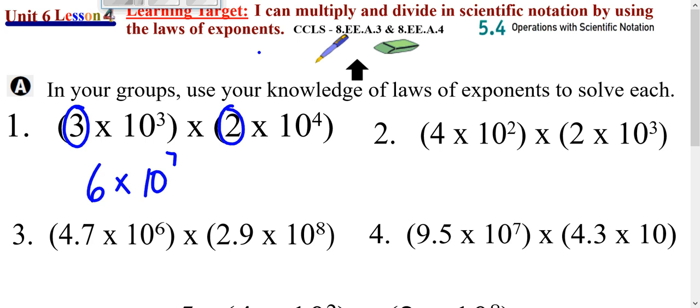So instead of doing 3,000 times 20,000, which is what these numbers are, I can just do it this way. All I really had to do was 3 times 2, and now I know that the answer is 60 million without having to do anything. So you guys try that for all the other ones, and then I'll put the answers up. So pause the video now, and when you hit play in a couple of seconds, the answers will pop up.